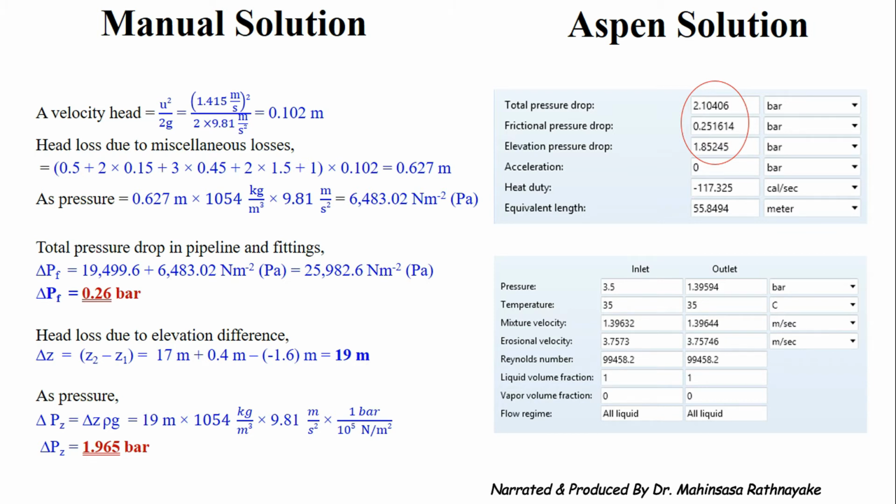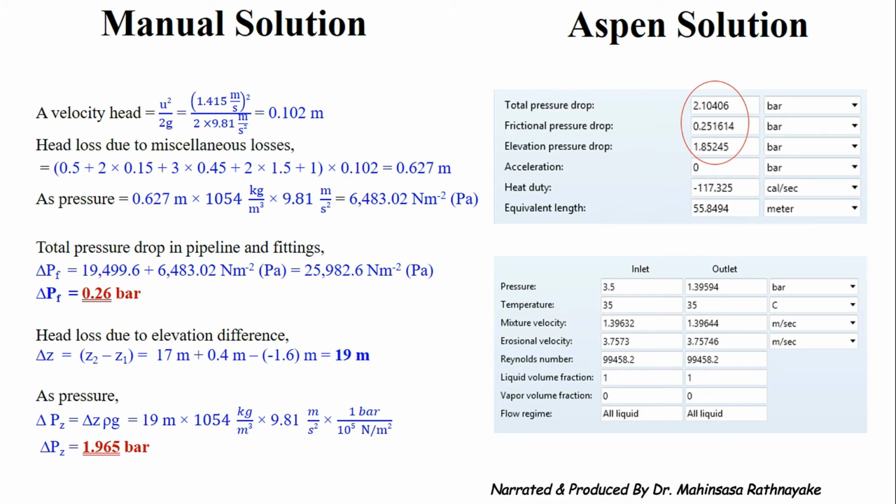The head loss due to elevation difference is equal to 19 meters, which is the height difference. As a pressure, it is equal to 1.965 bar. In the meantime, we can see that the Aspen solution also comes closer to these values. Later we will discuss how to simulate this problem in Aspen Plus.